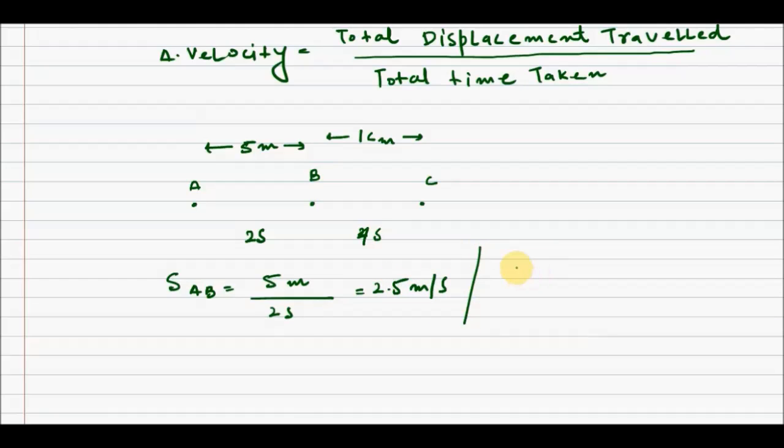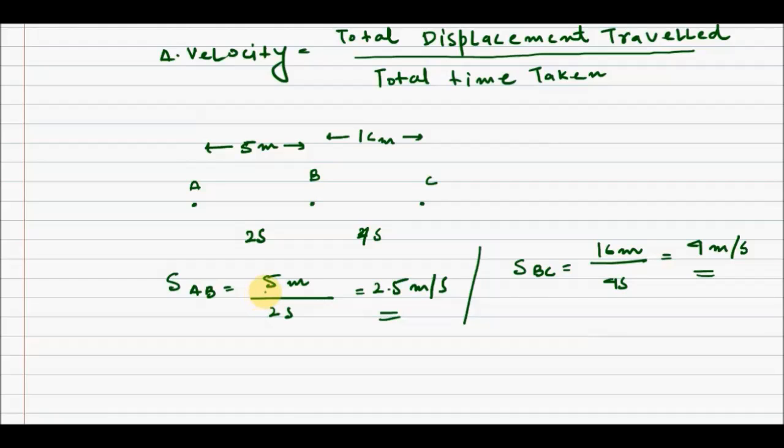Similarly, his speed during BC would come out to be 16 meters by 4 seconds, and that would come out to be simply 4 meters per second, right? So here we can see that a person who wanted to travel from A to C actually did not travel with the same speed. Firstly, he traveled with the speed of 2.5 meters per second, and then he simply traveled with the speed of 4 meters per second, right?